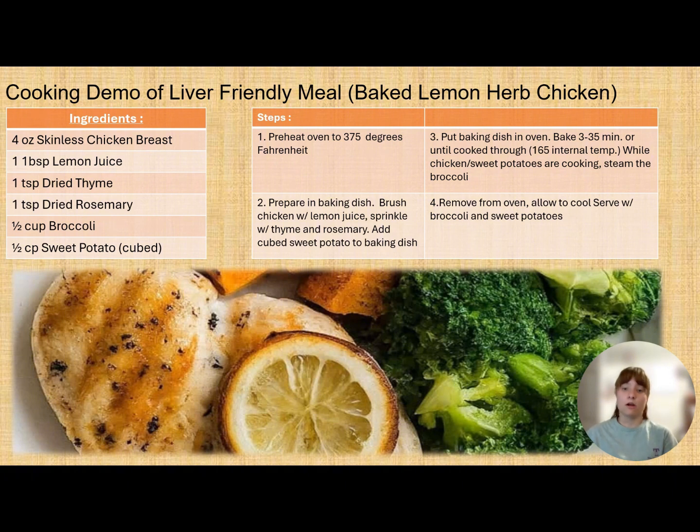This is just a quick recipe for the chicken that I mentioned previously, just as an example of a liver-friendly meal. It uses skinless chicken just because it's less fat, and you'll notice it is baked instead of fried because, of course, fried food is not healthy for someone with liver problems, or anybody, really.